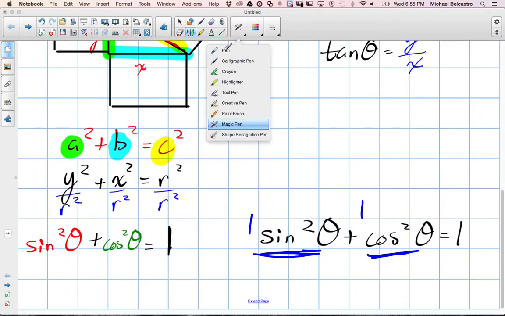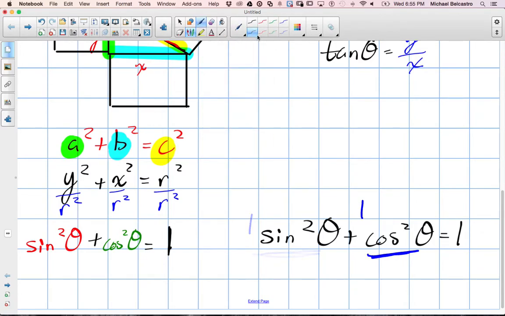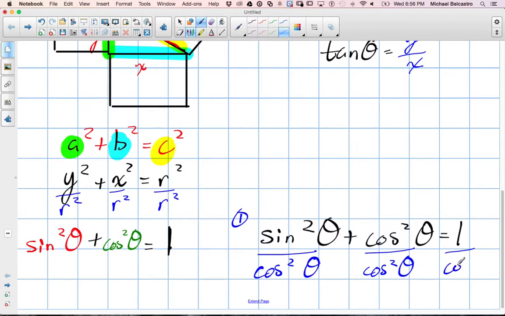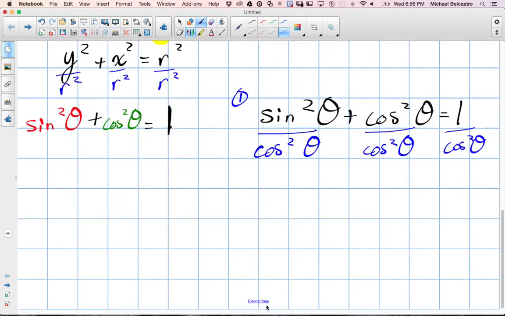So in the first example, we'll do it in blue. We're going to divide everything by cos squared theta. So cos squared theta over cos squared theta, do you know what that's going to be? 1. Sine squared theta over cos squared theta is similar to the quotient identity, sine over cos. Sine over cos is equal to tan.